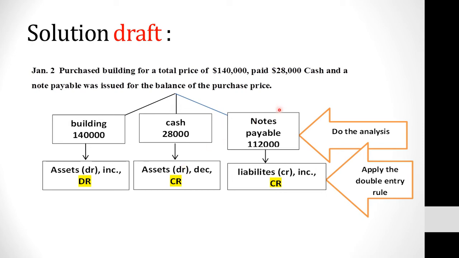How about notes payable? Notes payable is a liability. It is normally credit, and it increased here. Before January 2, we didn't have any liability, and by now we have 112,000 as notes payable. So you increased your liabilities. When a normally credit account increases, it stays in the credit, or you place it in the credit side like this.